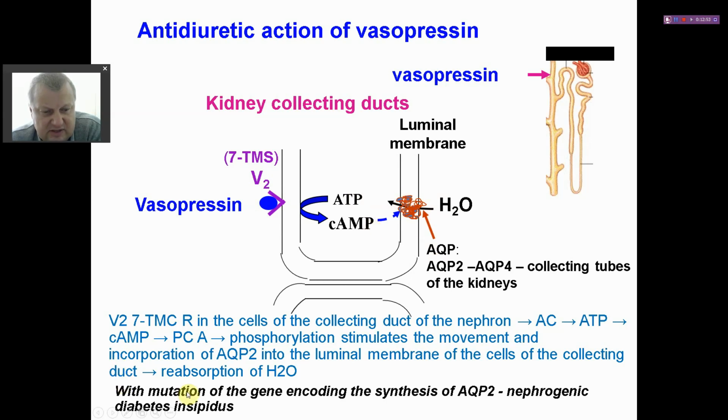And a mutation of the gene encoding the synthesis of aquaporin 2, this number means the type of the aquaporin, provides the nephrogenic diabetes insipidus.